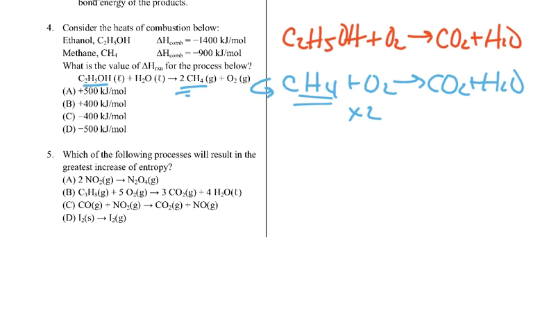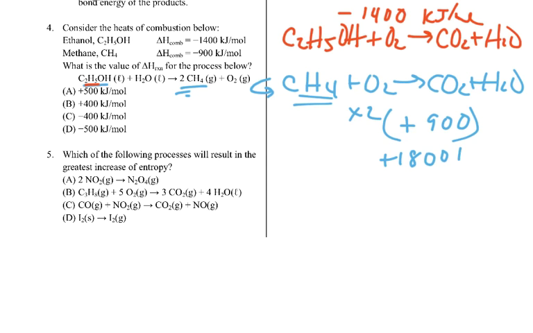So from that much here, I can see I'm going to need negative 1400 kilojoules per mole, because I have one of these and it is on the correct side. And for this other side, I'm going to use negative 900. But because I turned it around, I make it positive 900. And because I have to have 2 moles of that, then it's going to be positive 1800 kilojoules per mole.